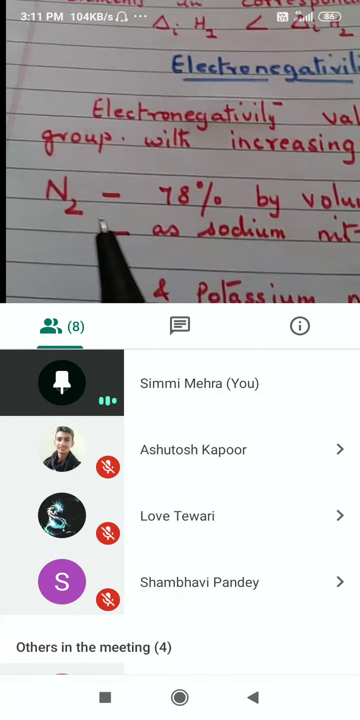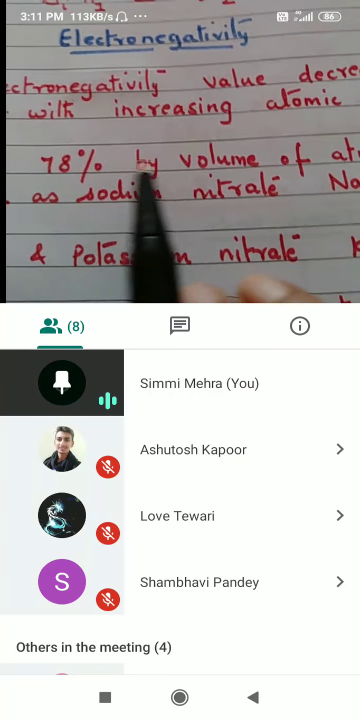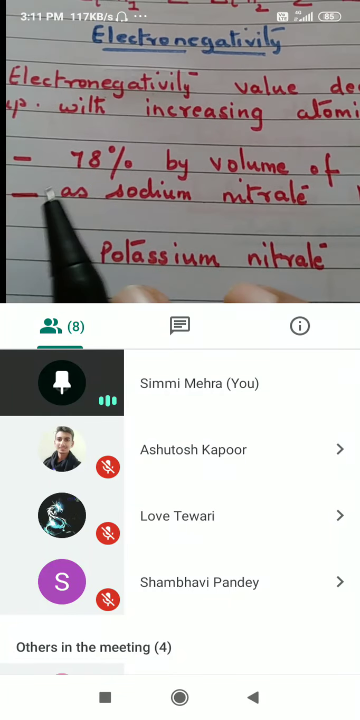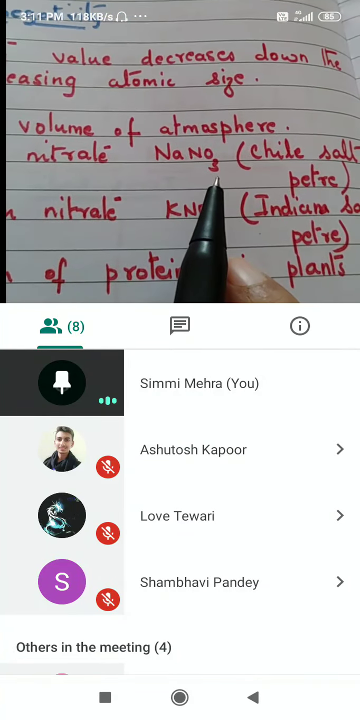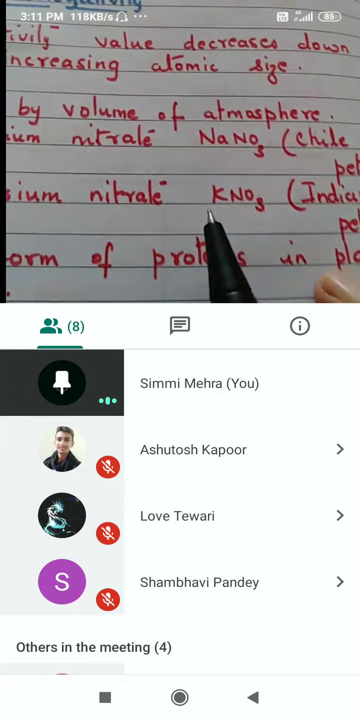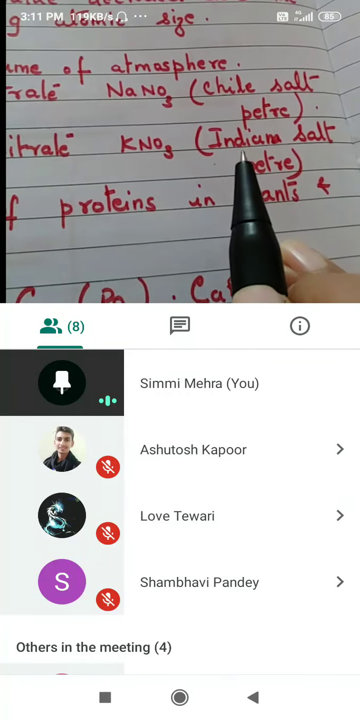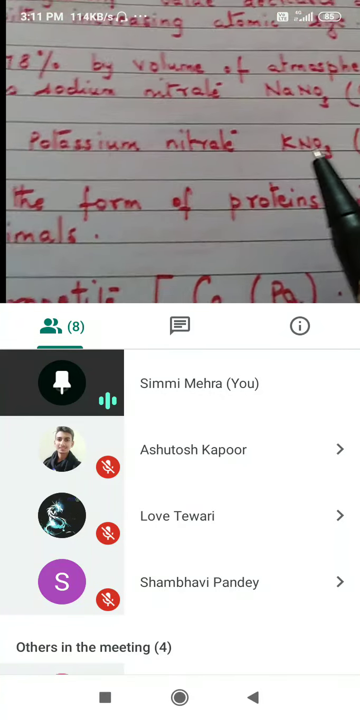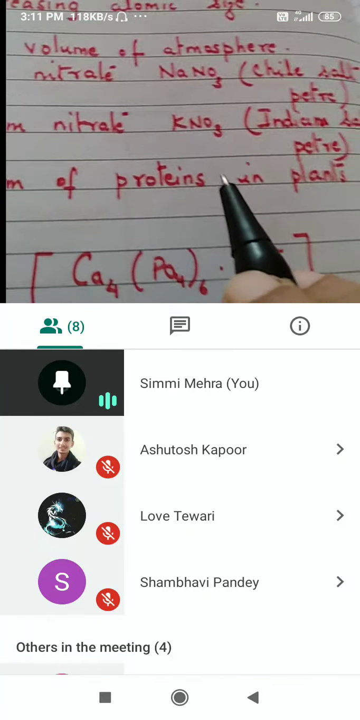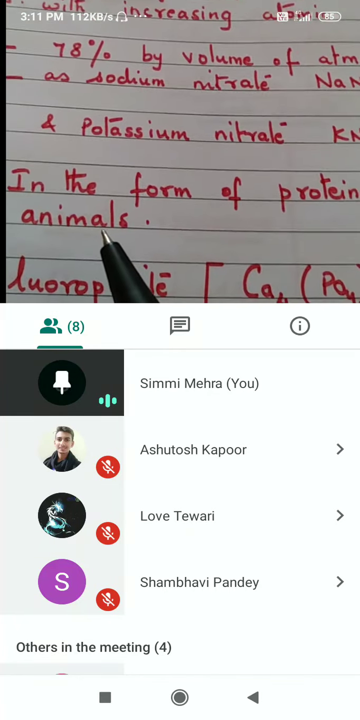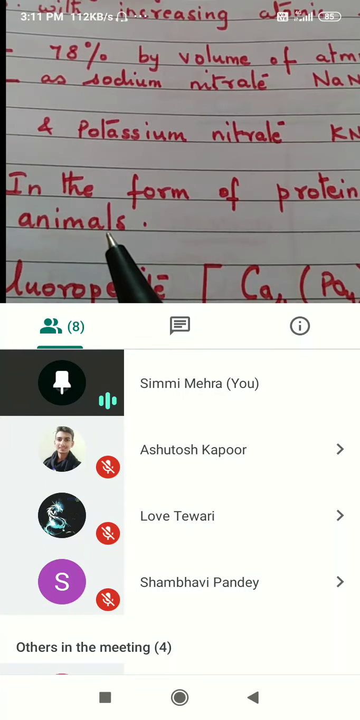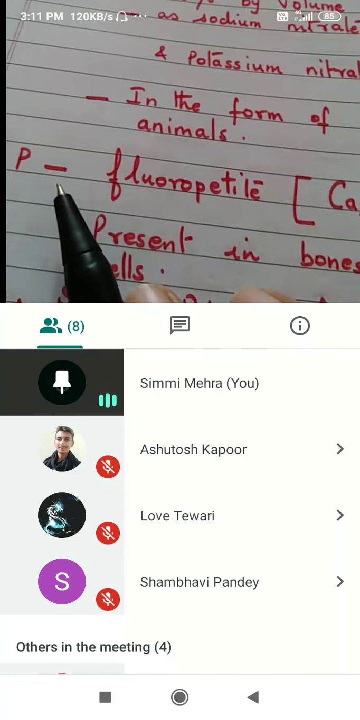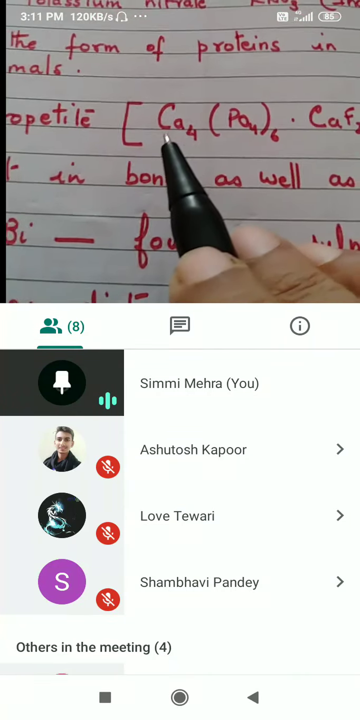Okay, why? Nitrogen: 78% by volume of atmosphere is nitrogen gas. Nitrogen is present as sodium nitrate, that is known as Chile saltpeter, and also potassium nitrate, which is your Indian saltpeter. Now this is the way nitrogen exists in nature in the form of salts. In the form of proteins, it is present in plants and animals, because in proteins the most important element content is nitrogen.